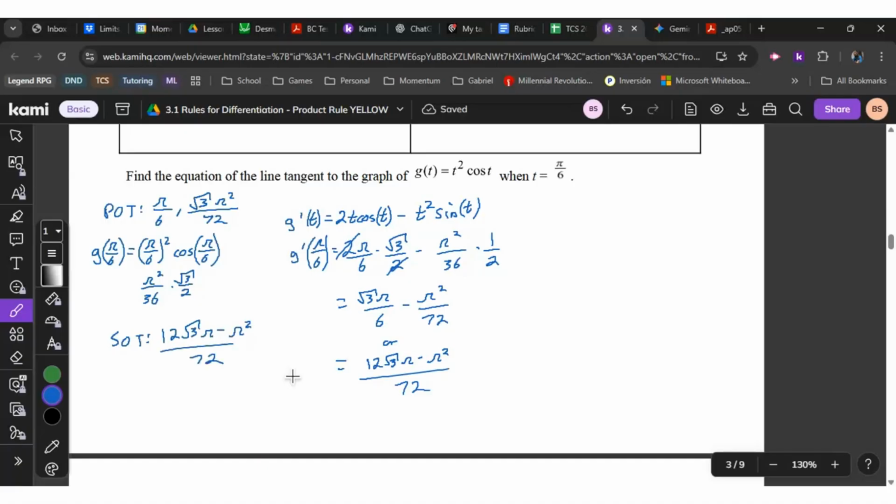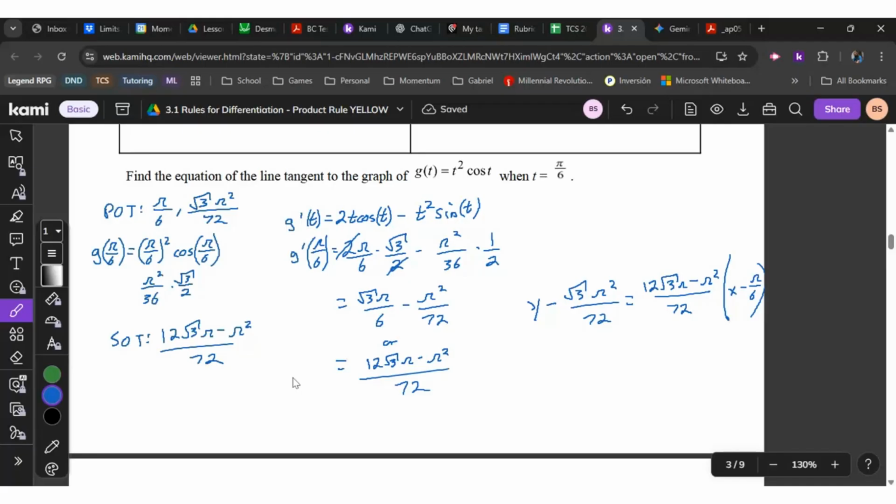All right. Are you ready for the ugliest line you've ever seen in your life? Daniela, are you ready? All right, perfect. So here we go. Ready? Here's our ugly line. Y minus y1, which is root 3 pi squared over 72, equals the slope, which is ugly as hell, 12 root 3 pi minus pi squared over 72, bracket, x minus our x coordinate pi over 6. Ugly? Ugly. Does it matter? Nope. Doesn't matter whatsoever that it's ugly.